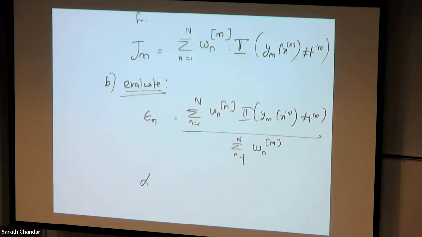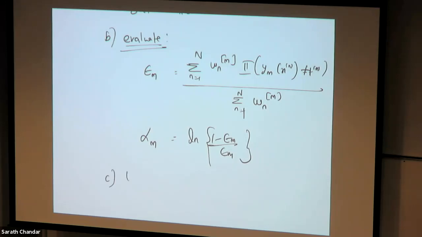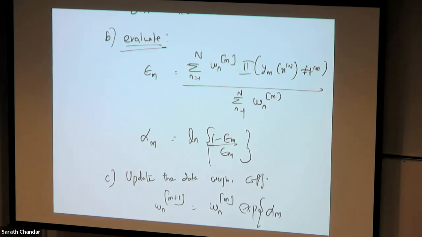We will also compute alpha_m, which is the weight that I mentioned. It is basically ln of (1 minus epsilon_m) divided by epsilon_m. Then as a last step, I'm going to update the data weighting coefficients. So w_n^(m+1) is given by w_n^(m), which was initially 1 over N, multiplied by exp of alpha_m times the indicator function y_m(x_n) not equal to t_n.